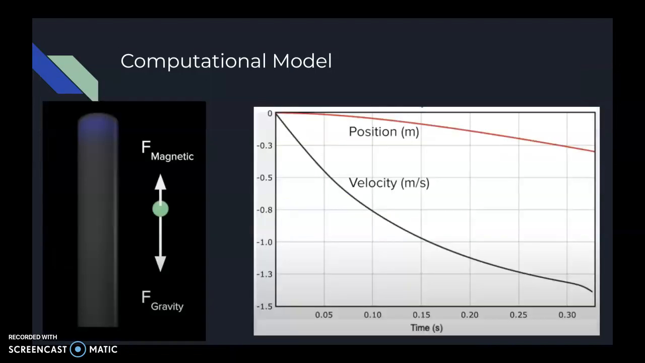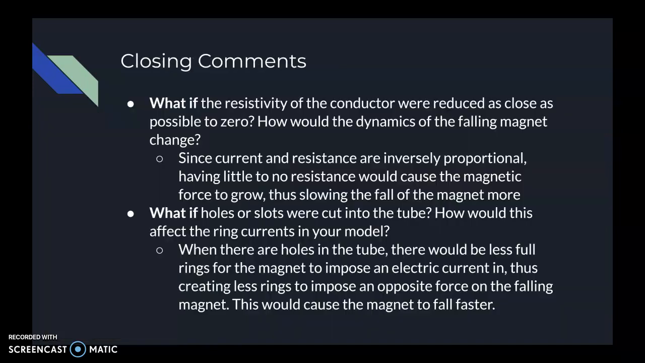Here's the computational model. The left shows the magnet at the top of the tube, and you can see the magnetic force opposing the force of gravity to the right. The graph shows the position and velocity of the magnet versus time. The velocity is a decreasing negative slope until the very end, when part of the magnet is outside the tube, causing the magnetic force to decrease, thus increasing the downward velocity of the magnet. The model predicted the magnet would fall out of the tube in 0.512 seconds.